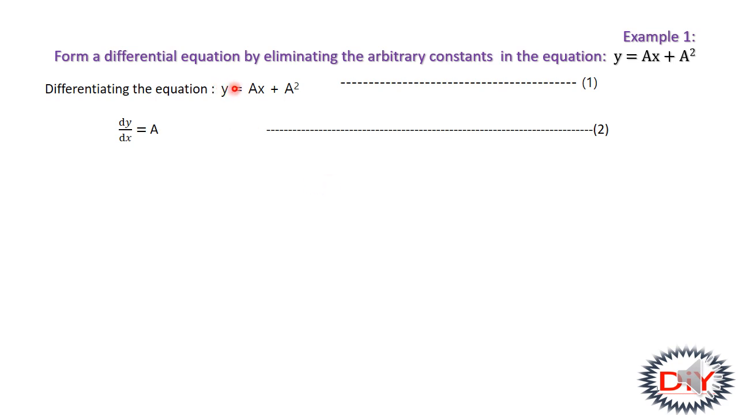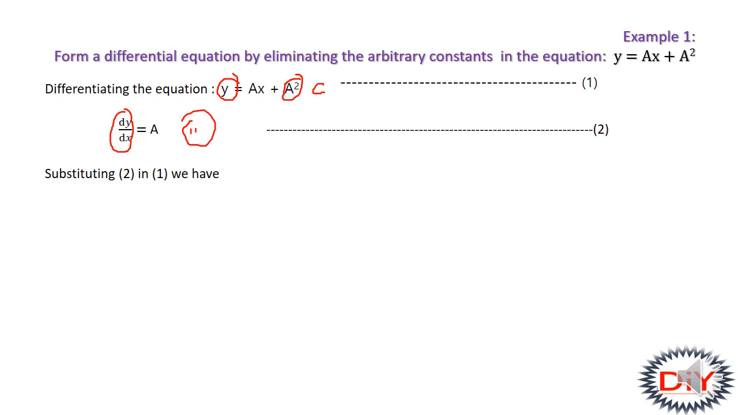You all agree with me here that differentiating ax gives us a, and differentiating a squared gives us 0, because a squared is a constant. And if you differentiate y, we get dy/dx. So we know that this is equation 2, right?